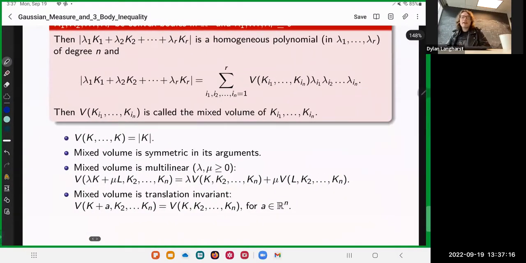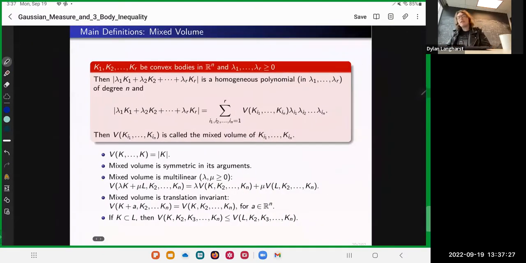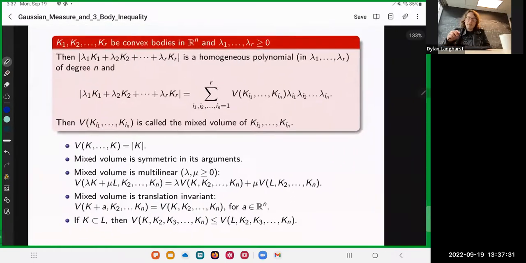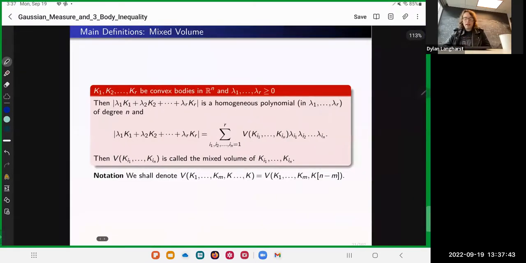And finally, it inherits the translation invariance of volume. So if I add any vector to a convex body, I get the same for any of the convex bodies in the arguments. And also, it's monotonic with respect to set inclusion. So if I fix all the other convex bodies, and the first one, let's call it K, is inside some set L, then whenever I switch K with L, it only gets bigger. But I'll be honest with you, we don't need this.